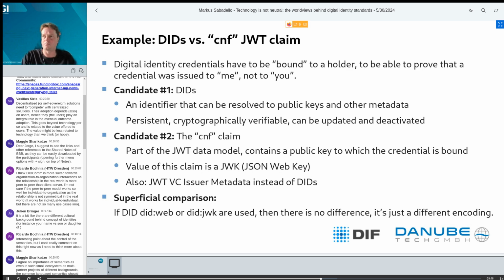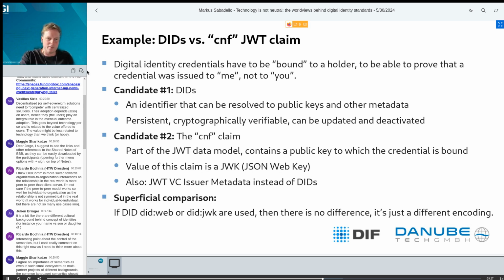So if I share it with someone, then they cannot impersonate me. Somebody else cannot present my driver's license because it's mine and not yours, right? And so for this binding to the holder, there are also different ways in the different working groups and initiatives on how to do that.